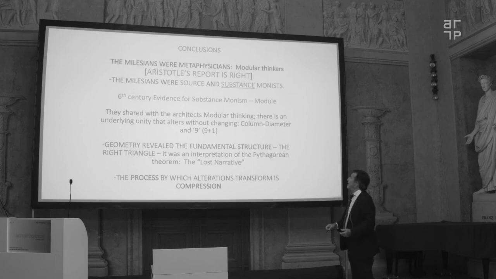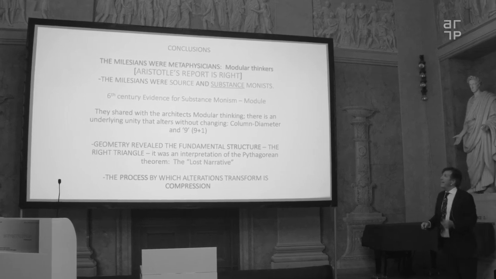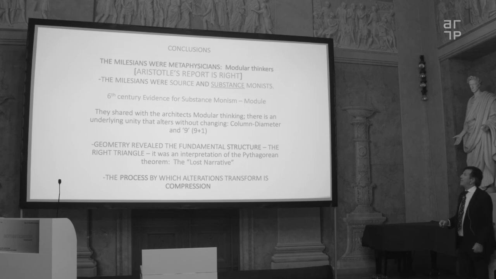So, conclusions. The Milesians were metaphysicians, modular thinkers. Aristotle's report is right. The Milesians were source and substance monists. The 6th century evidence for substance monism was a module. First, they shared with the architects modular thinking. There's an underlying unity that alters without changing: column diameter, and 9 or 9 plus 1. Geometry revealed the fundamental structure, the right angle. It was an interpretation of the Pythagorean theorem. I'm calling that in my new book, The Lost Narrative. And the process by which the alterations transform is compression.